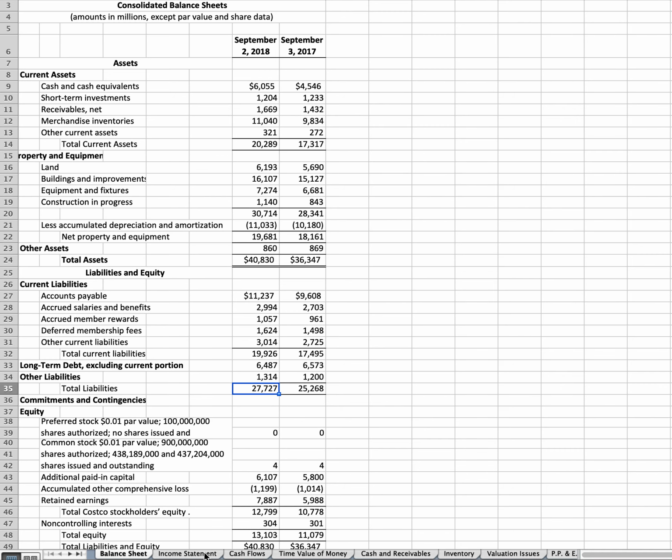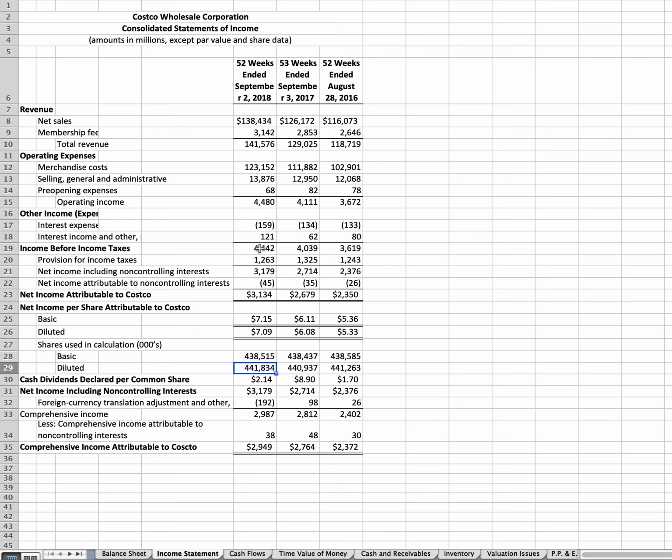$27,727. Moving on to the income statement, we'll see that net sales were $138,434, and the operating income was $4,480. The largest expense was merchandise costs at $123,152.